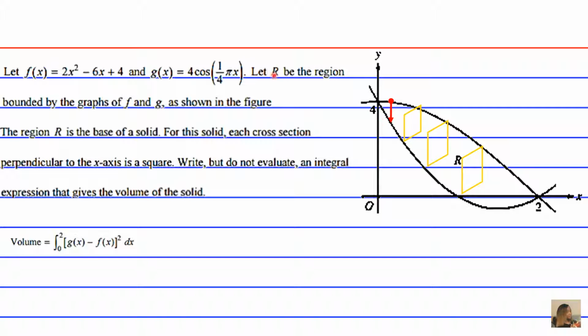So now all we're left with to do is plug in the expression for g of x and f of x, and we get the integral from 0 to 2 of (4 cosine of pi over 4 x minus (2x squared minus 6x plus 4)), all of this squared, times dx. All right? Okay.